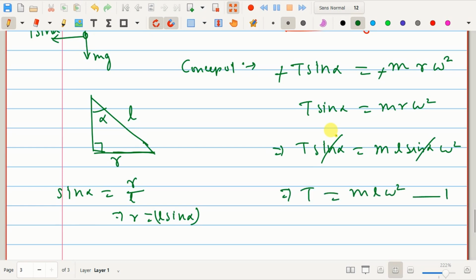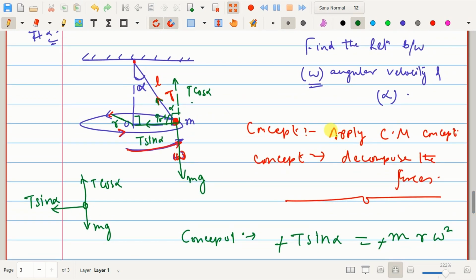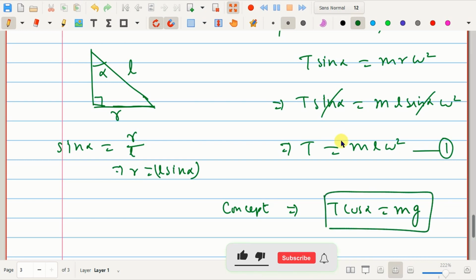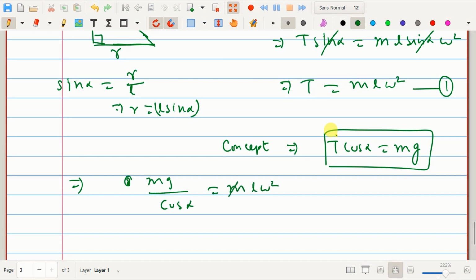Okay, it is fine, let's say it is 1, but we still don't know what your T is. Now we have this equation, T cos alpha and mg. Now there is no vertical motion, so we don't have any vertical acceleration. So concept 2, we apply that T cos alpha is equal to m times g. So T is equal to mg over cos alpha, which is m l omega square. M cancels, and we can write here g over l omega square is equal to cos alpha.